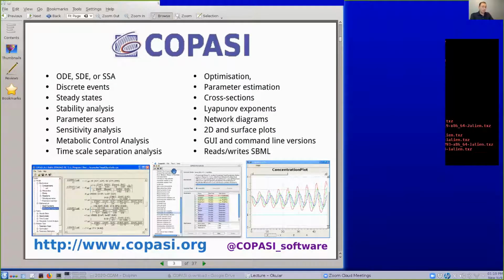As an introduction, COPASI is basically a temporal simulator. It doesn't do the spatial domain, so diffusion is not included in COPASI, but you can have an arbitrary number of compartments. So it can be compartmental, and the temporal part can be done with differential equations, so ODEs. It can also be done with stochastic differential equations and the Gillespie stochastic algorithm. I'll talk about those tomorrow. And then there's a number of different analysis methods.